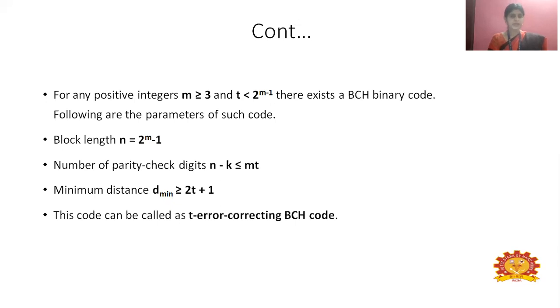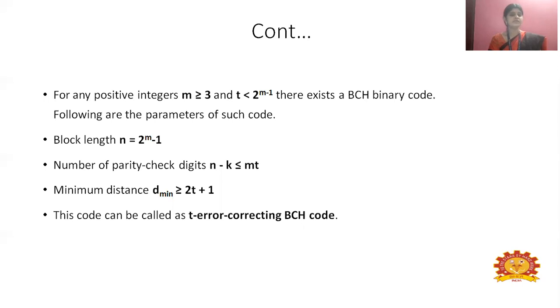For any positive integers m greater than or equal to 3 and t less than 2 power m minus 1, there exists a BCH binary code. Following are the parameters of such a code. The block length is n equal to 2 power m minus 1. Here n represents the block length, that is, the number of bits present in the entire block, which is the code word.